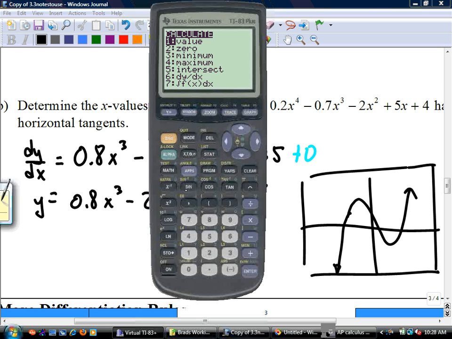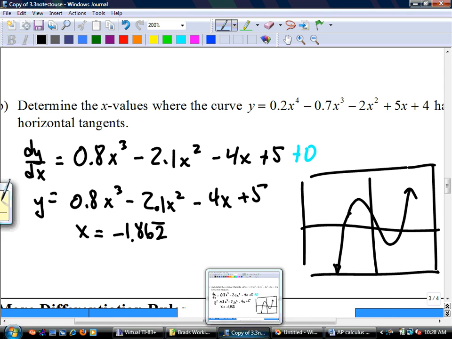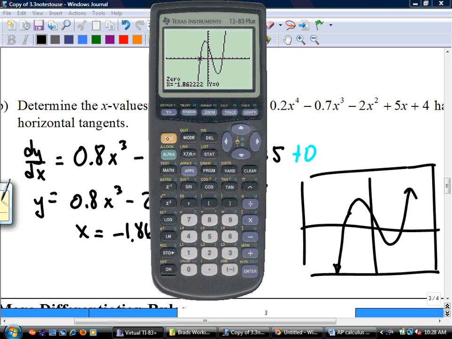Second, trace, 0. Yes. No. Left bound, right bound. Guess. Close enough. So, 1.86222222. So we have x equals -1.86, 2 is repeating. Next one. What is it?